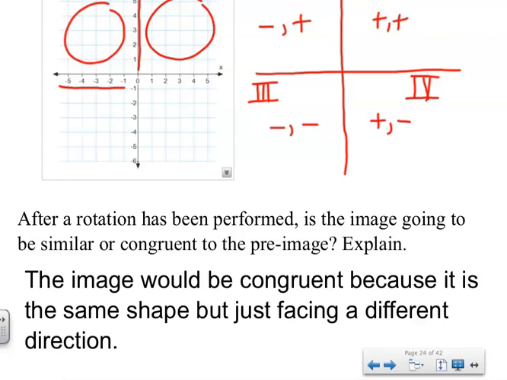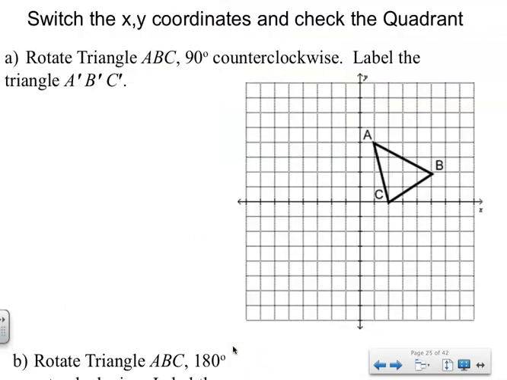All right, so I said the image would be congruent because it is the same shape but just facing a different direction. Okay, so translations and rotations and reflections are all going to be congruent, but we know dilations are the only one for similarity because you're changing the size of the shape. Okay. All right, so time for some rules.